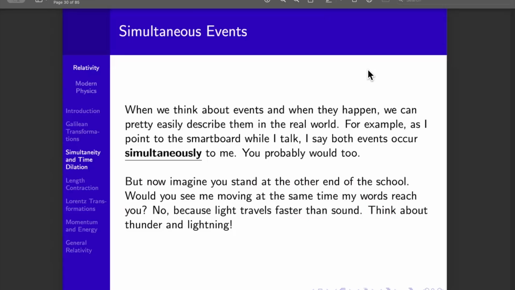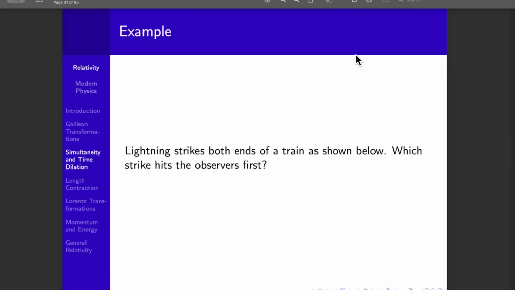Now, nobody really thinks about that too much as far as I'm aware. But it is noticeable, depending on the scenario and depending on how big the distance is between you and the two events happening. A good example of this has to do with lightning striking two ends of a train, a nice little picture to go along with this. There's actually a really nice simulation online too. I don't remember the URL for it, but if I find it, I'll link it in the description for you guys, so you can play around with it. It's probably better than my drawing anyway.